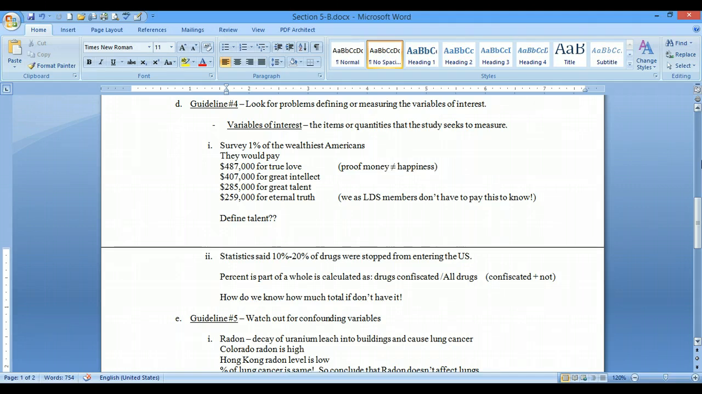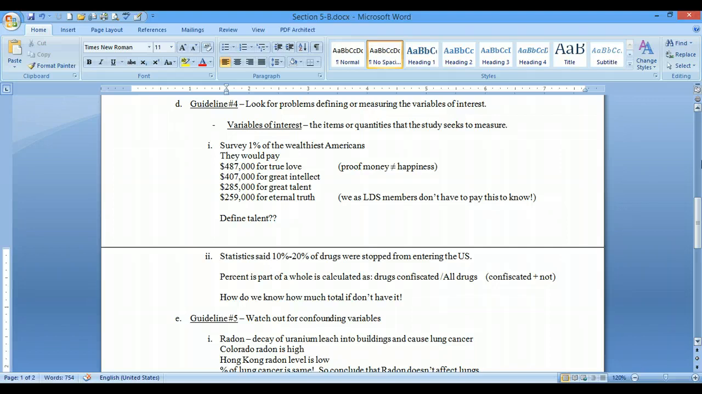Let's move on to the second example. Statistics said that 10 to 20% of the drugs were stopped from entering the US. Well, let's talk about percent. We talked about the definition of percent. Per means divide, cent, just like 100 cents or 100 pennies in $1, cent is 100. So a percent is part of a whole.